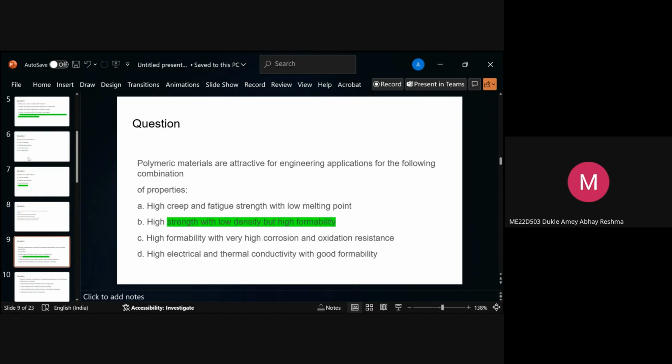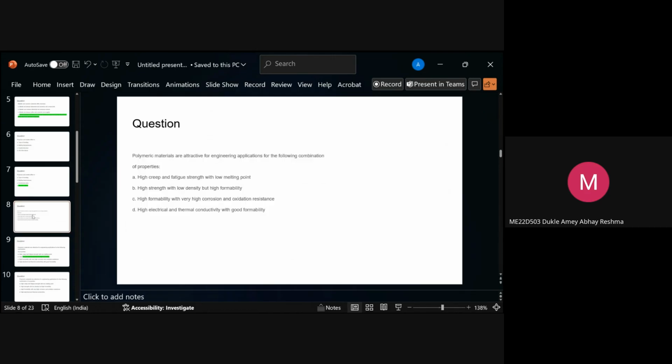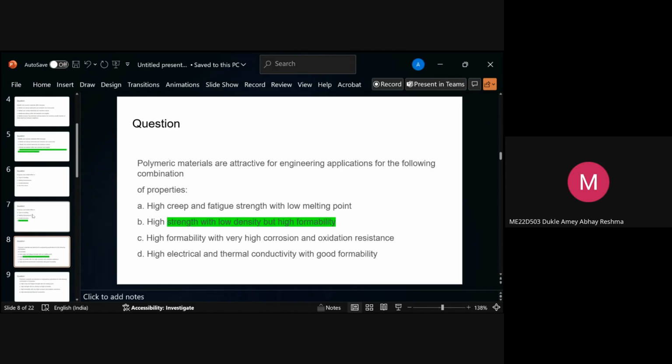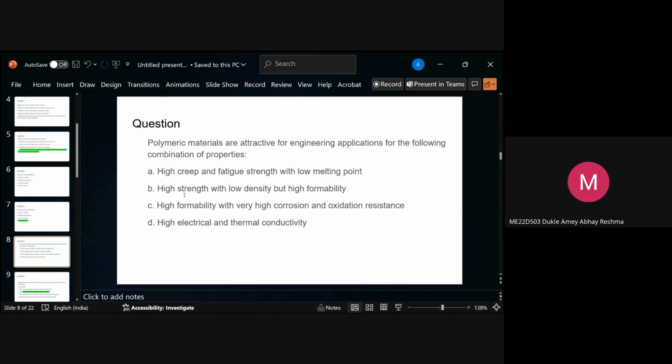So the next question: polymeric materials are attractive for engineering application for the following combination of properties: high creep and fatigue strength with low melting point, high strength with low density but high formability, high formability with very high corrosion and oxidation resistance, high electrical and thermal conductivity. First, high creep and fatigue strength. Polymers do not have very high creep strength.